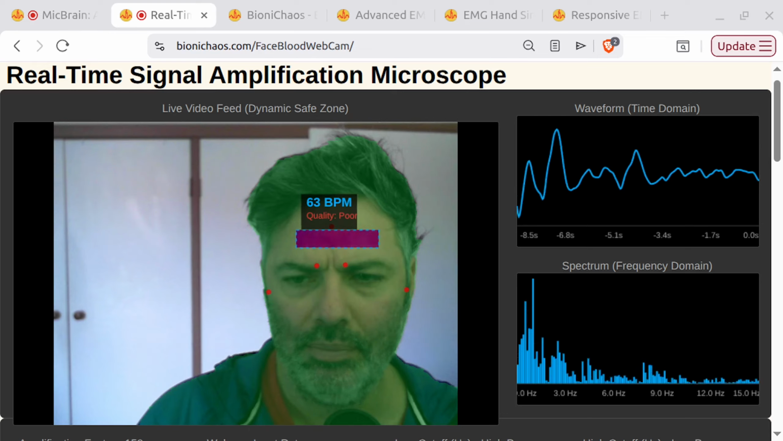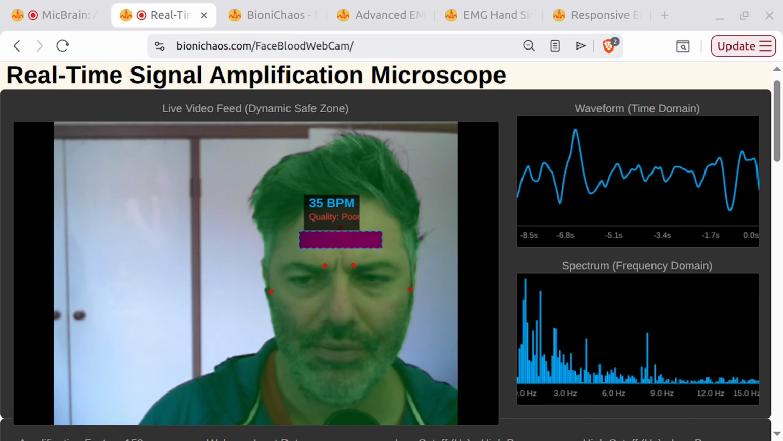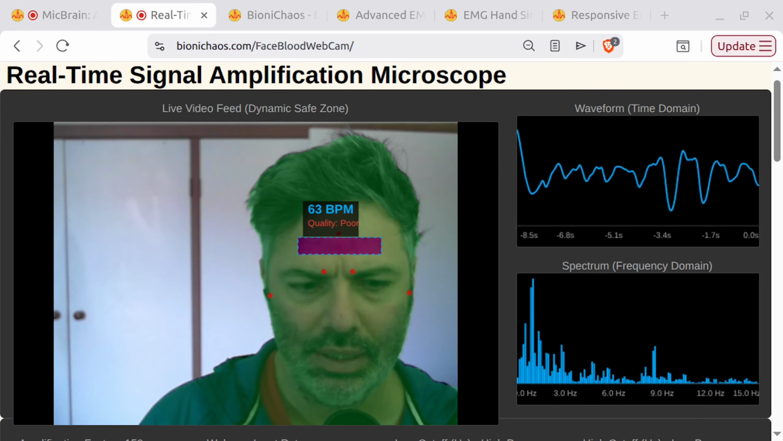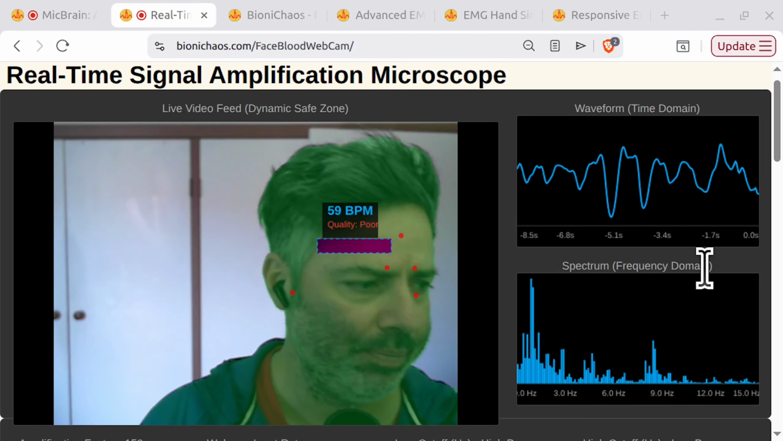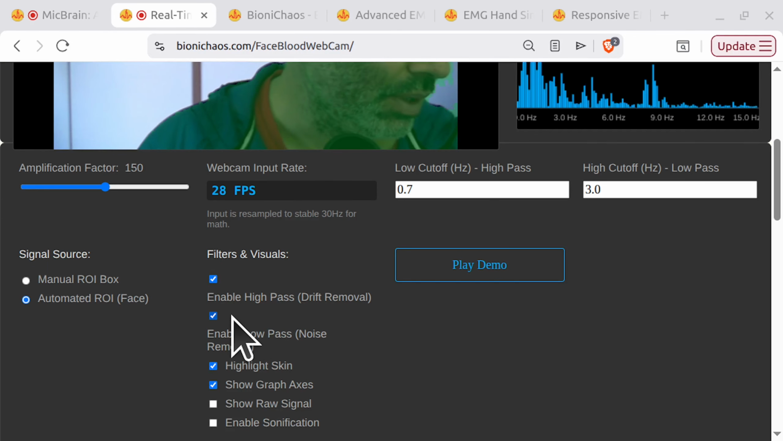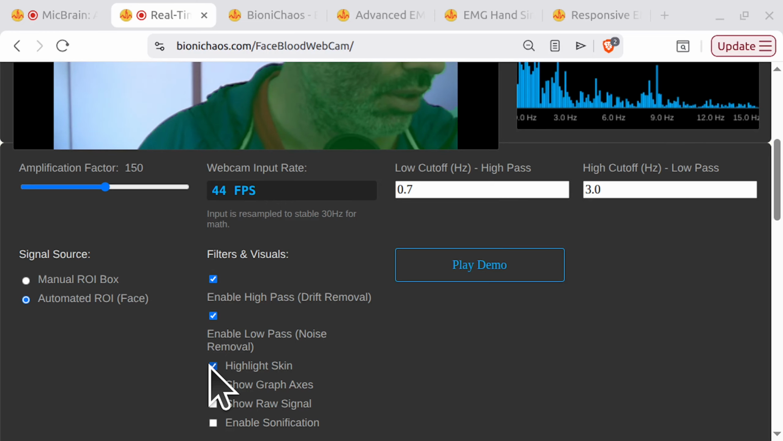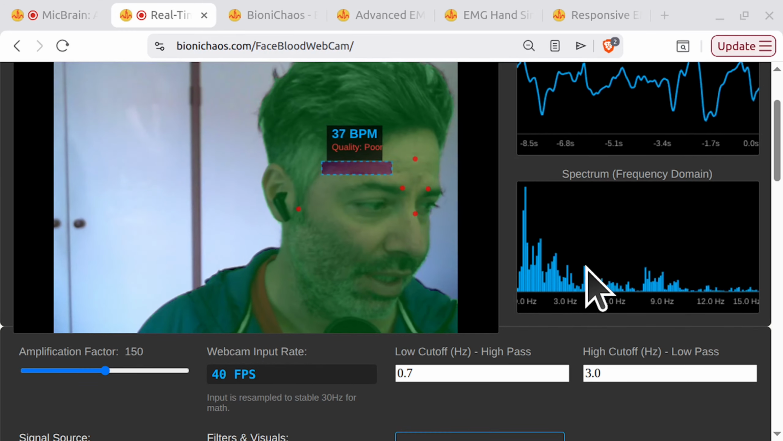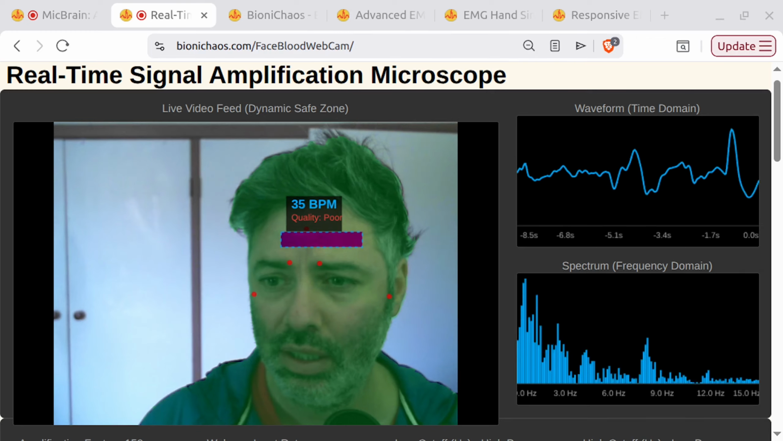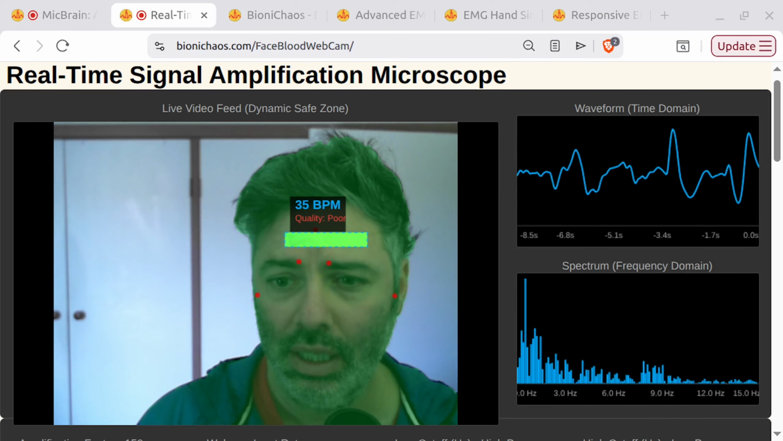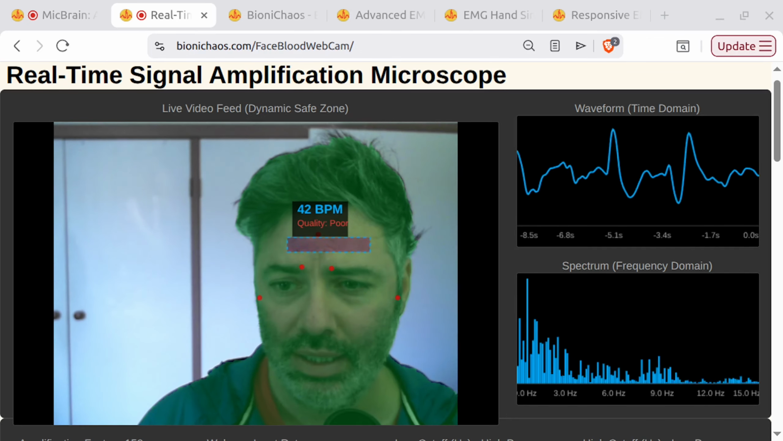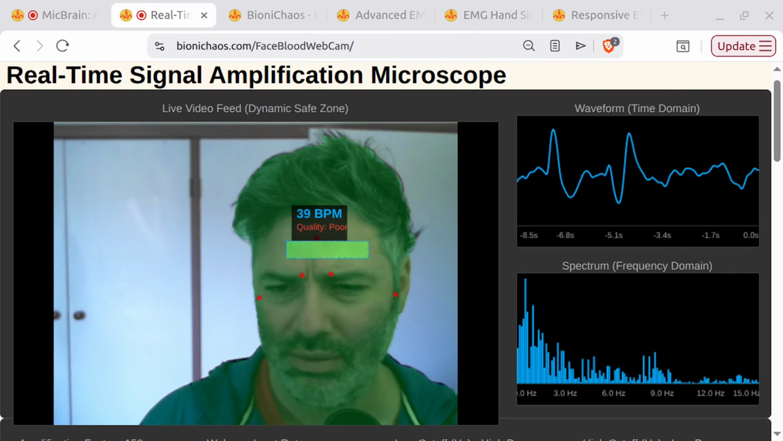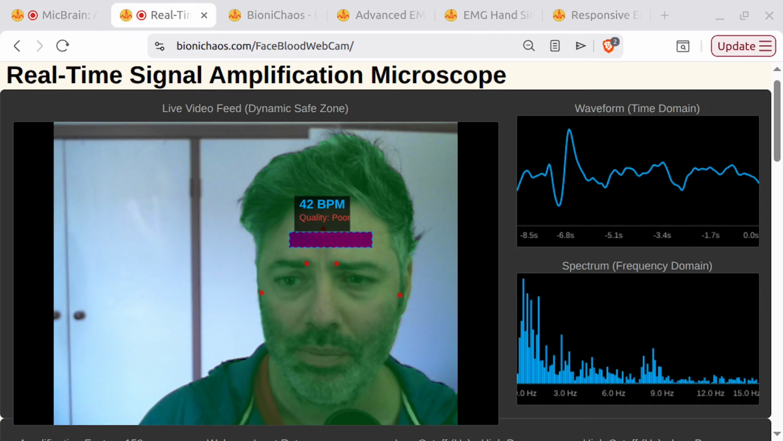Option C, to eliminate high frequency electronic jitter and sensor noise. So no, that's what the low pass does. It's removing everything above 3 hertz, which we don't really need. So C is not correct. Option D, to increase the frame rate of the video feed. No. So it must be B.